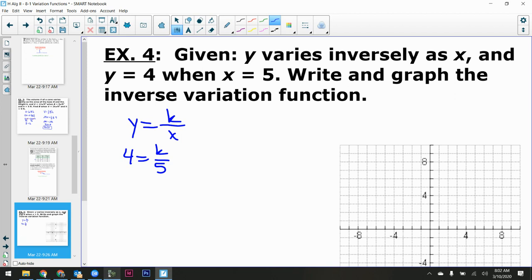What's that? So what do I do? Multiply, thank you. K is 20, right? Y is 4, X is 5, K is 20. So this gives me the equation, Y is equal to 20 divided by X. Okay, so what does this look like when we graph?